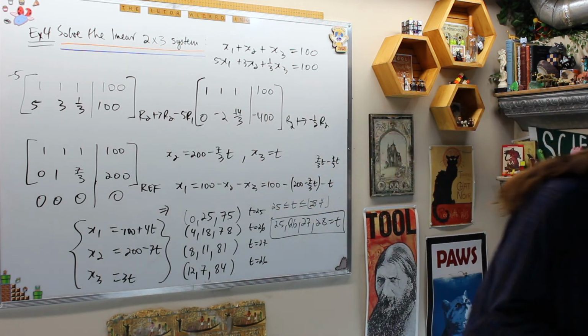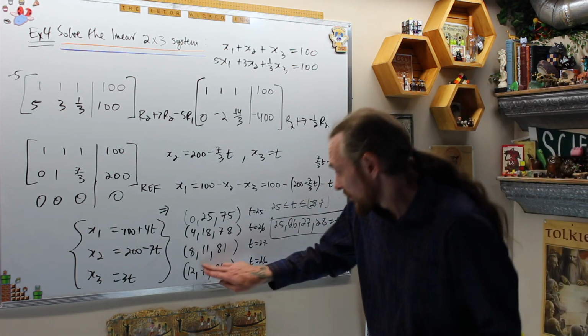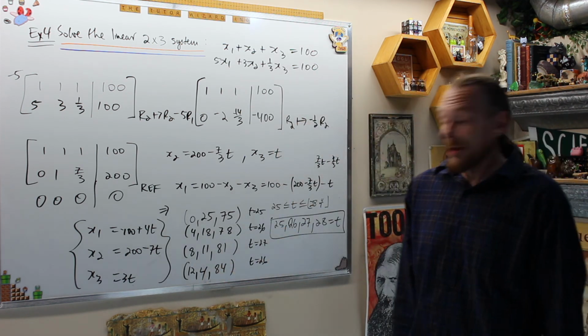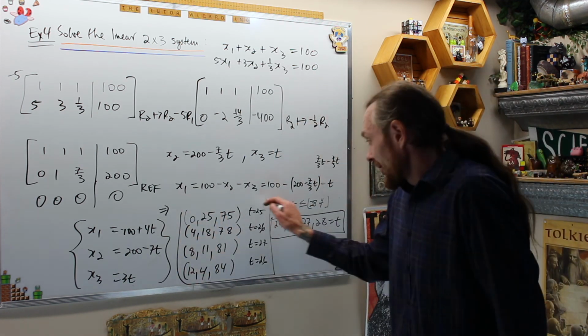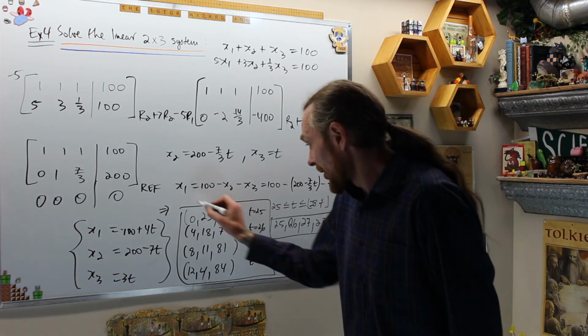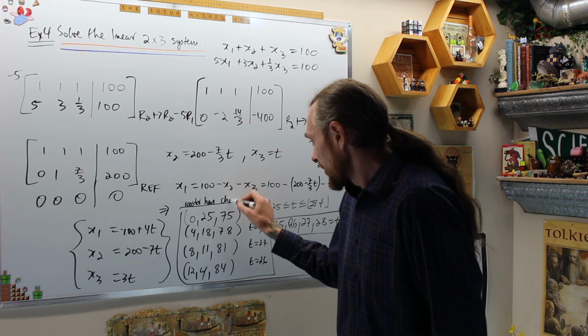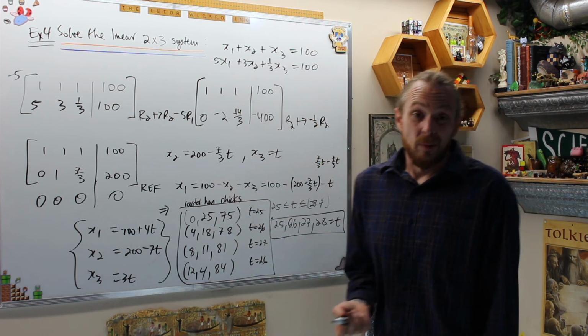Did I get those all right? Yes. No. This should be 4. Subtract 7 from each one. Long story short, these are the combinations of, remember, rooster, hen, and chicks that we could possibly buy.